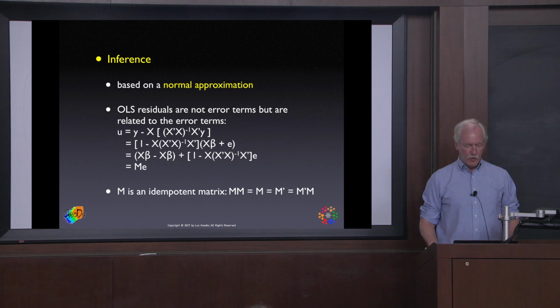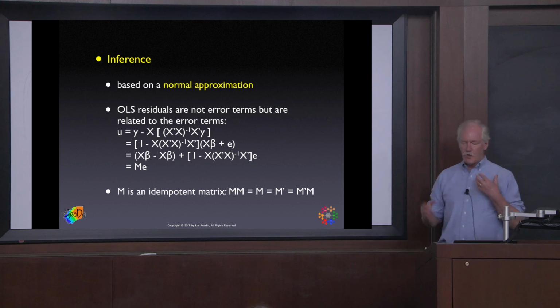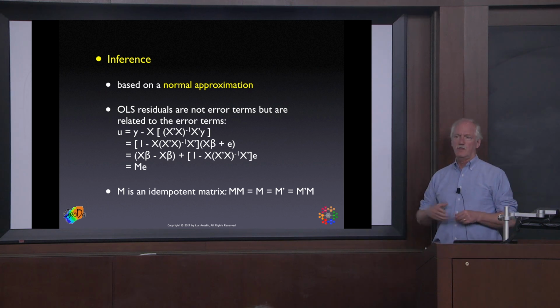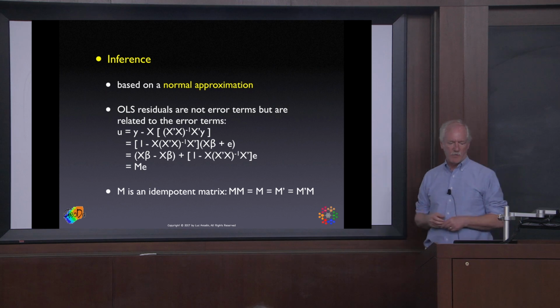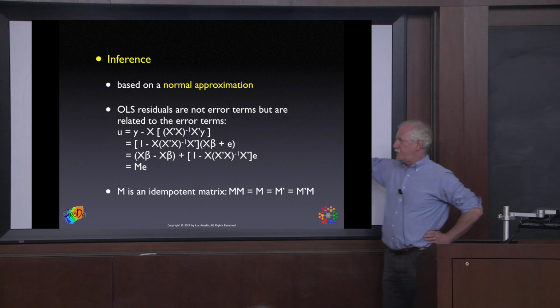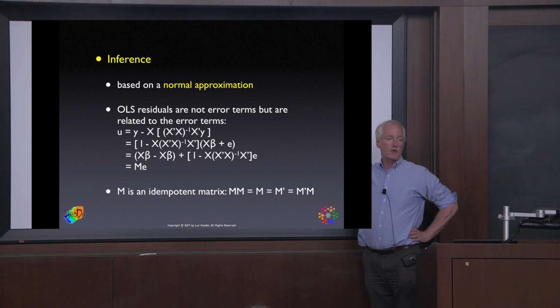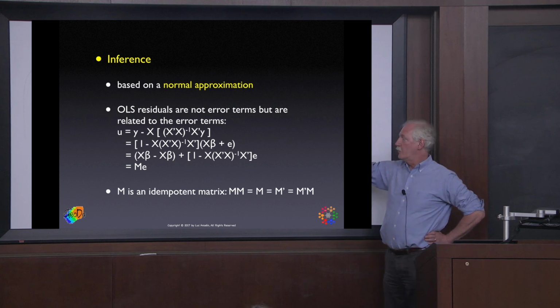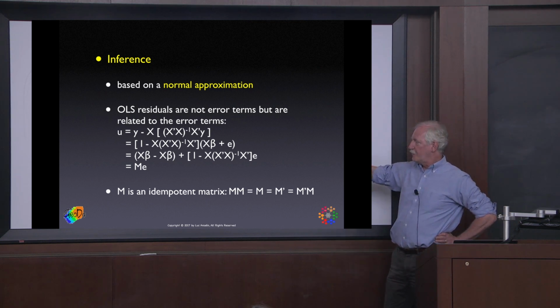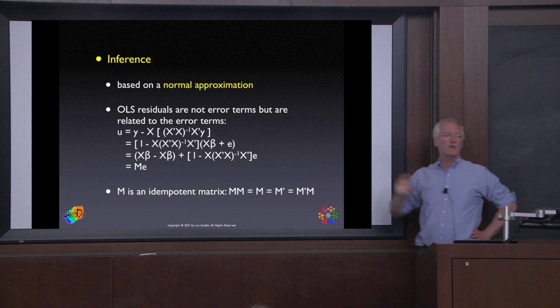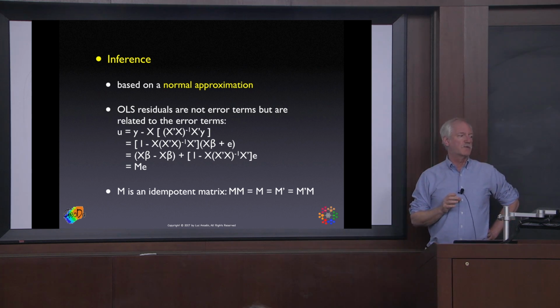And just to give you a flavor of how this works, so when you read the literature and you see these kinds of things, you see where it's coming from. So this is a classic textbook result in econometrics. This makes the connection between the residual U and the unobserved error term E. And these two are connected. So U is, if you wish, a linear transformation of the true error terms.